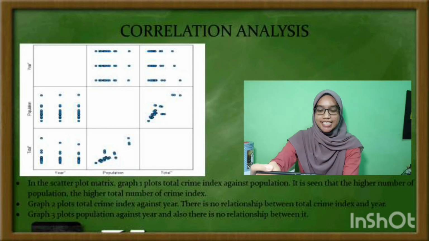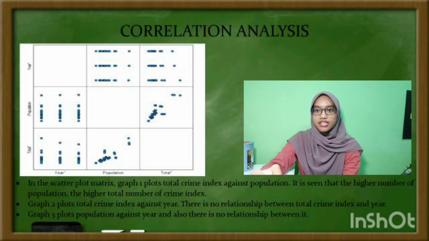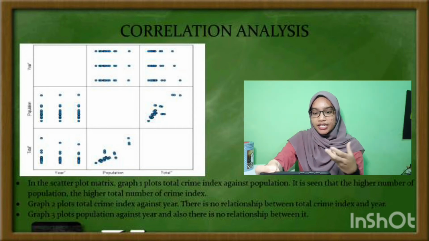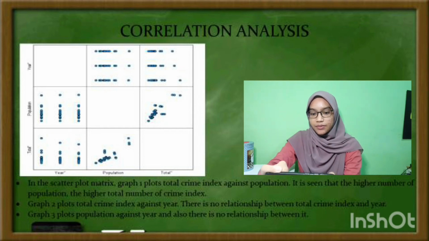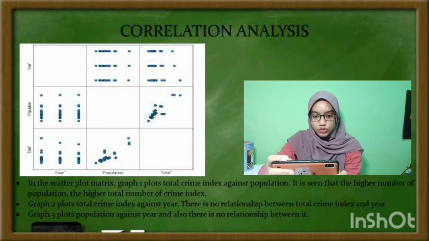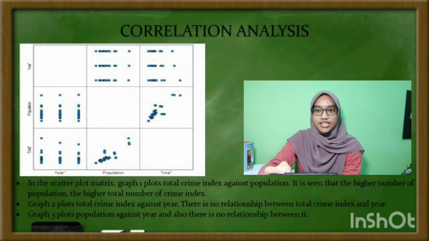For correlation analysis from the scatter plot matrix, graph 1 plots total crime index against population. It is seen that the higher the population, the higher the total crime index. There is a relationship between population and total crime index. Next, graph 2 plots crime index against year. There is no relationship between total crime index and year. Same goes for graph 3, which plots population against year, and also there is no relationship between year and population.